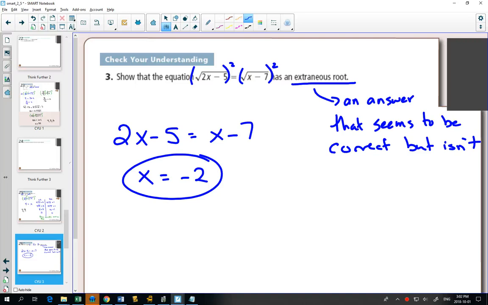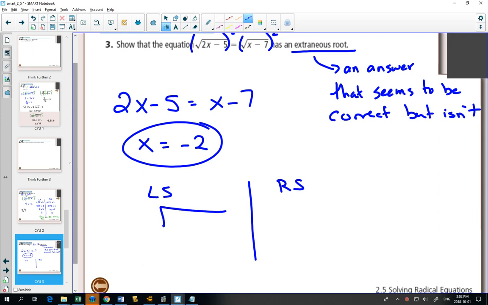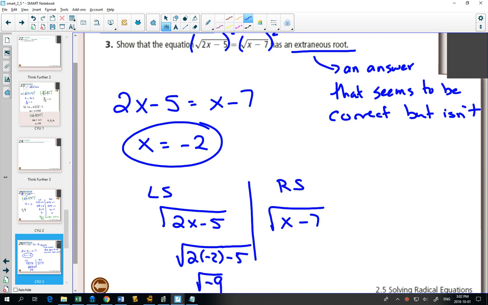But this time, when I go to verify the answer, and remember the setup we did for verifying, we break up our left side and our right side. We write out the original question, so on the left side it was square root of 2x minus 5. On the right side it was square root of x minus 7. On the left side we plug in negative 2. What's 2 times negative 2? So I plug it in, 2 times negative 2 minus 5. Simplify that. I get square root of negative 9.